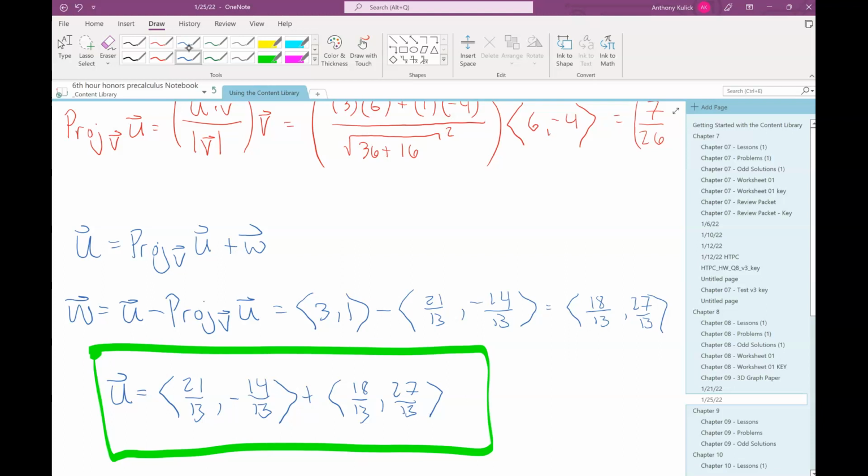And just as a quick check, if I added these two vectors, 21 over 13 plus 18 over 13 gives me 39 over 13, which is 3. And negative 14 over 13 plus 27 over 13 gives me 13 over 13, which is just 1. So they do add up and give me u. And I know from the definition of a projection that they are orthogonal because they meet at a right angle. If I really wanted to, I could check their dot product and make sure I get 0. I promise you, you do.